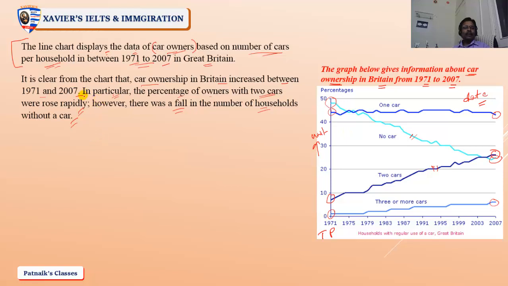Now see, I've got two sentences in my overview. In the first sentence I have included that car ownership increased in 71 to 2007. In particular, the percentage of owners with two cars, this is my second sentence. So I tried to write a summary within two sentences to cover the entire thing without any data. I covered almost all the major things without giving any data figures in the overview. Now I will be planning my BP1. I have mentioned in my first line the time period.